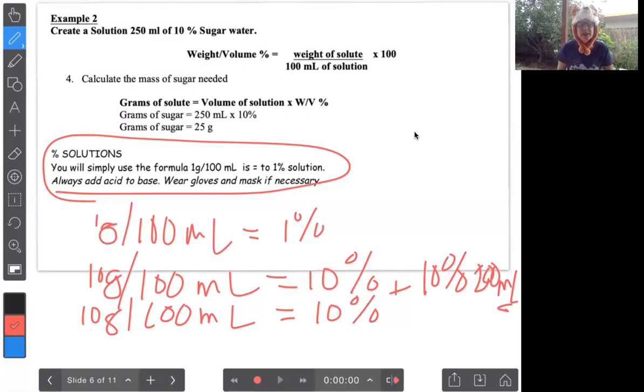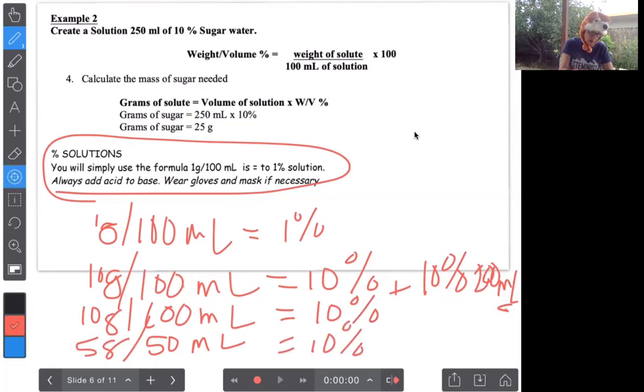And then, oh, we still don't want to really do math, but if we know 10 grams in 100 mils is 10%, how many grams in 50 mils? Because right, we're at 200 mils now, but we want 250. So if 10 grams in 100, then 5 grams in 50's got to be 10%. And if we add that other 50, 100 plus 100 is 200 plus 50 is 250. That gives us our 10% in 250.